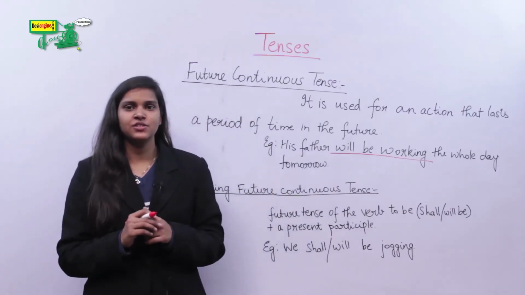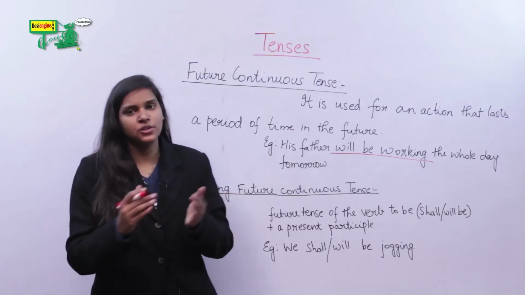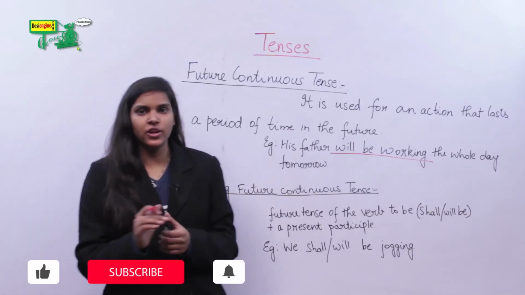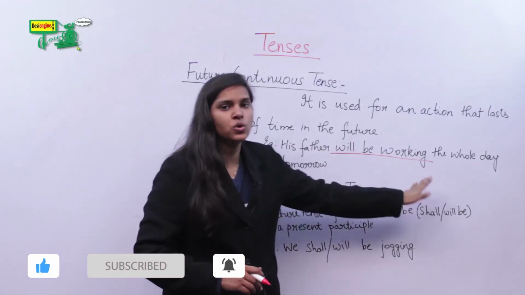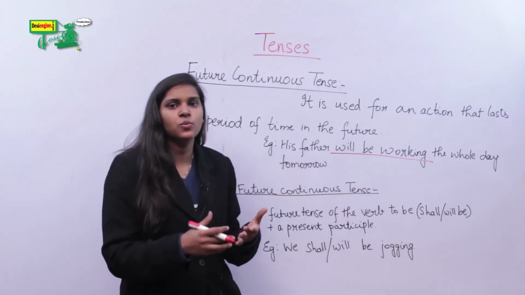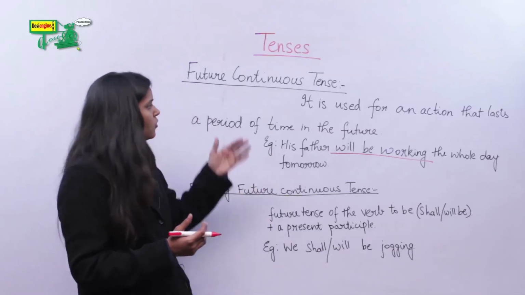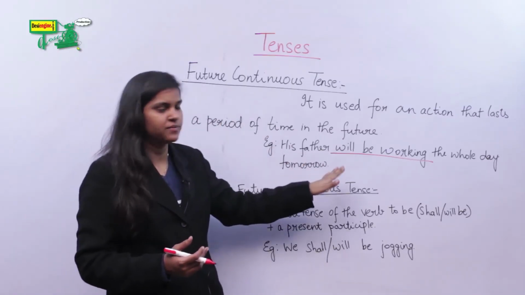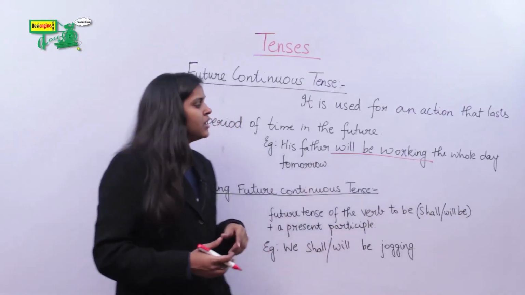Future continuous tense is used for denoting an action that lasts for a period of time in the future. For example, his father will be working the whole day tomorrow. In this sentence, the process of working will last for a period of time in the future. Therefore, the usage of future continuous tense over here. Will be working denotes future continuous tense.